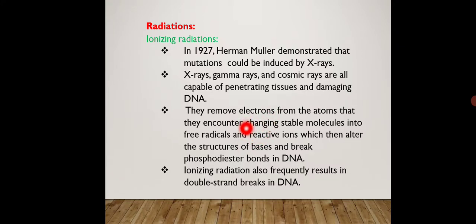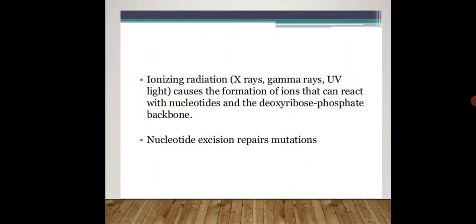What does it do when radiation falls? It removes electrons from the atom, and it forms free radicals and reactive ions. As there is formation of free radicals and reactive ions, it can change the structure of the base, or it can break the phosphodiester bond present in the DNA. The phosphodiester bond is nothing but the sugar and phosphate backbone, so it can also break the sugar phosphate backbone.